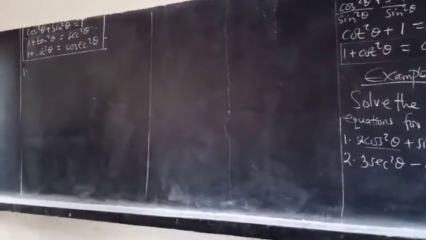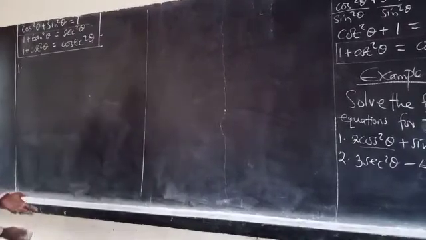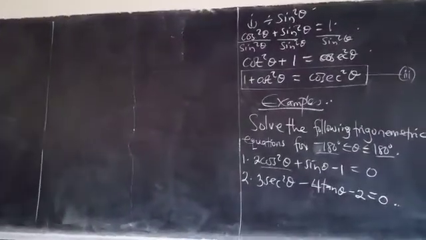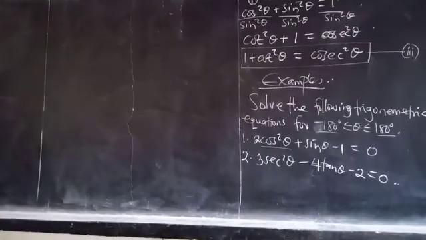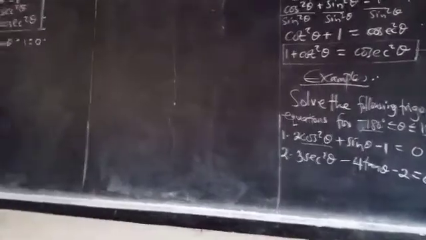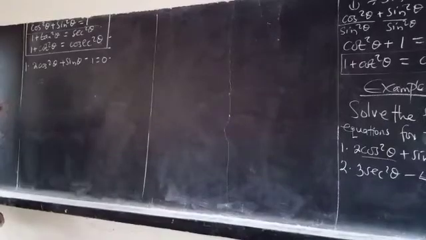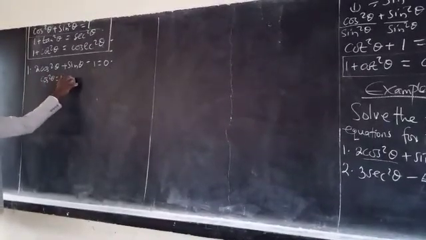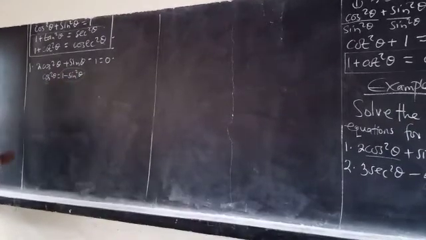Since you may not be having them in your head, but with experience and with more working, they will just be off head. So we have 2 cos squared theta plus sin theta minus 1 equals 0. So how do we do this? We said that cos squared theta is 1 minus sin squared theta. So where we have this, we can replace with this.